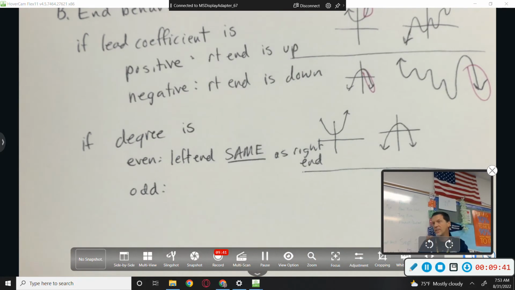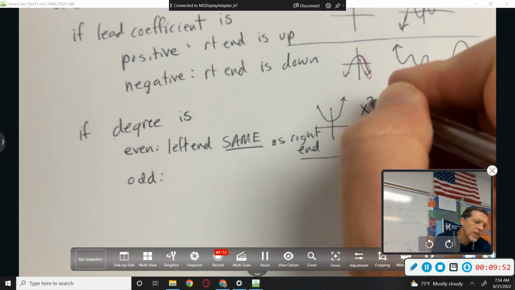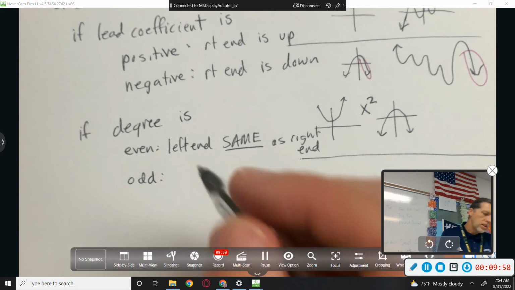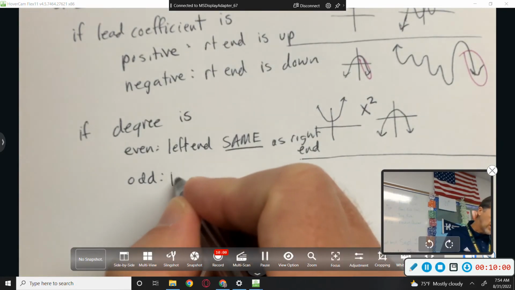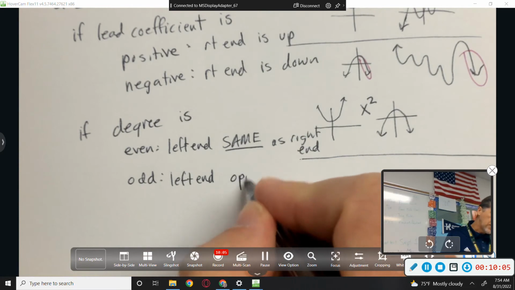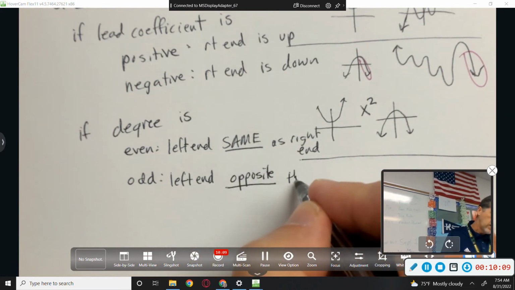So the degree by itself doesn't really tell you which way the left end is going. It only tells you what it's doing relative to the right end. So again, if you get stuck on these, you think about a parabola, because you're pretty good with parabolas, you can picture those. If the degree is odd, then the left end is opposite the right end.